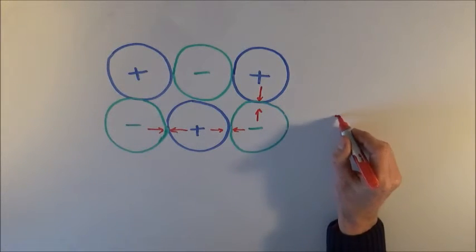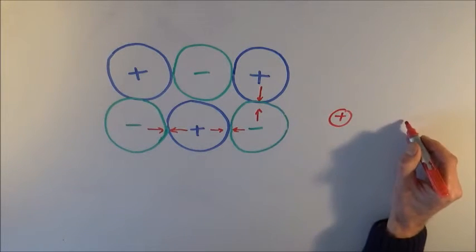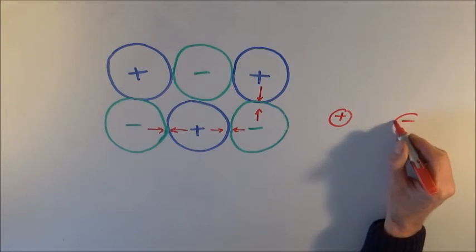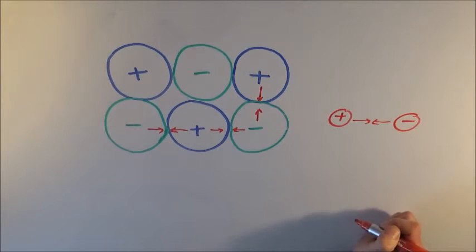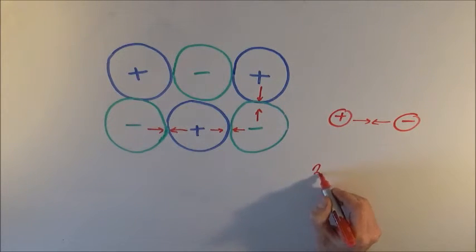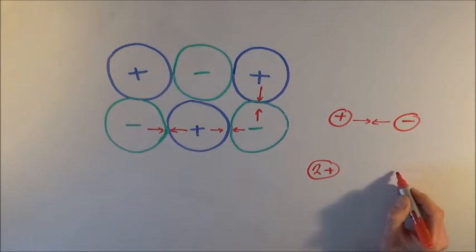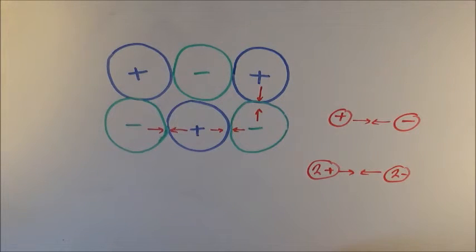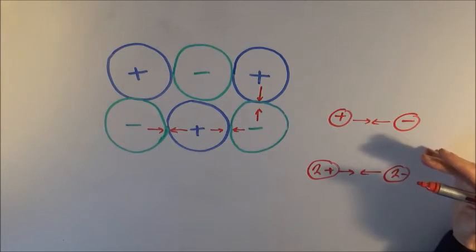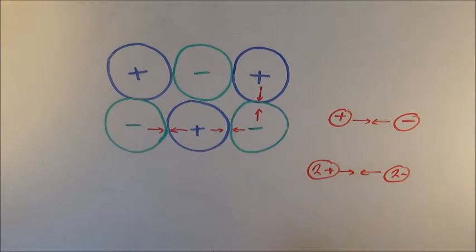So if you had a 1 plus and a 1 minus ion, the attraction between them wouldn't be as powerful as if you had a 2 plus and a 2 minus ion. So the more highly charged the ion, the more powerful the ionic bond. So you can input that into the equation, and that's going to give you an idea of the strength of the ionic lattice, so the lattice enthalpy.